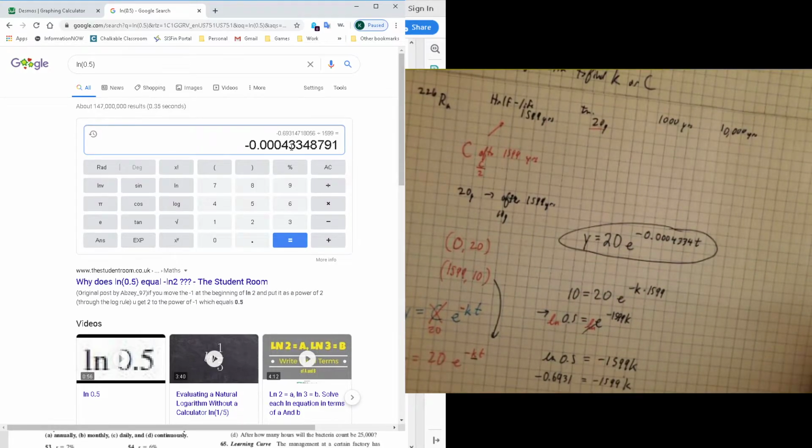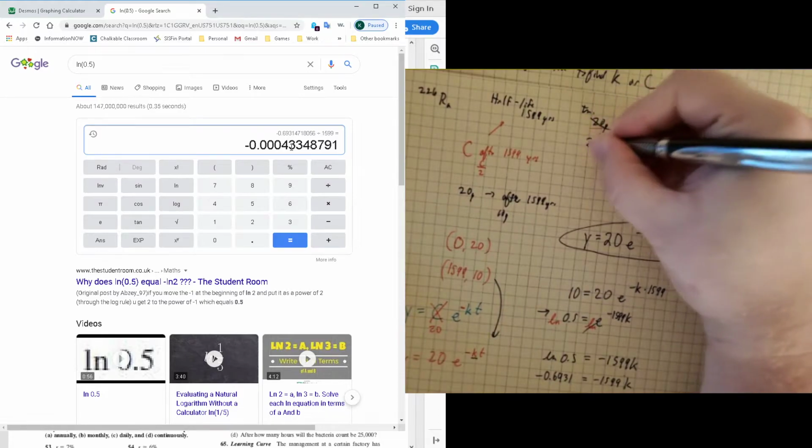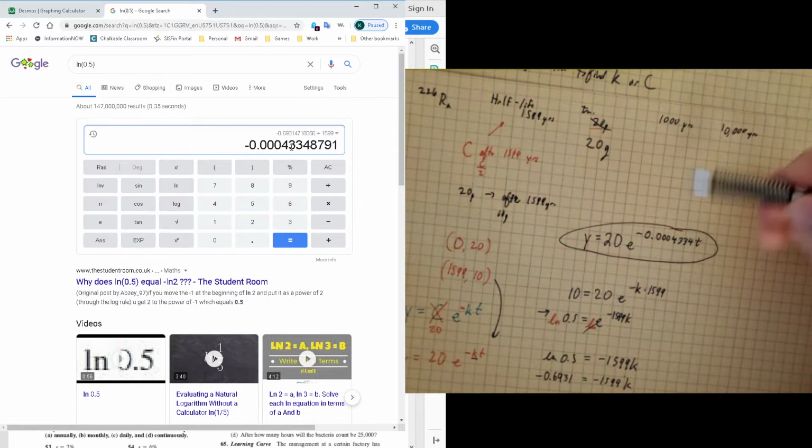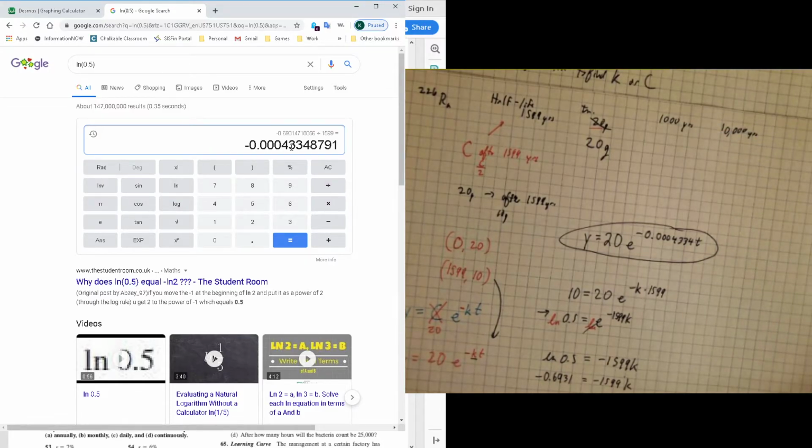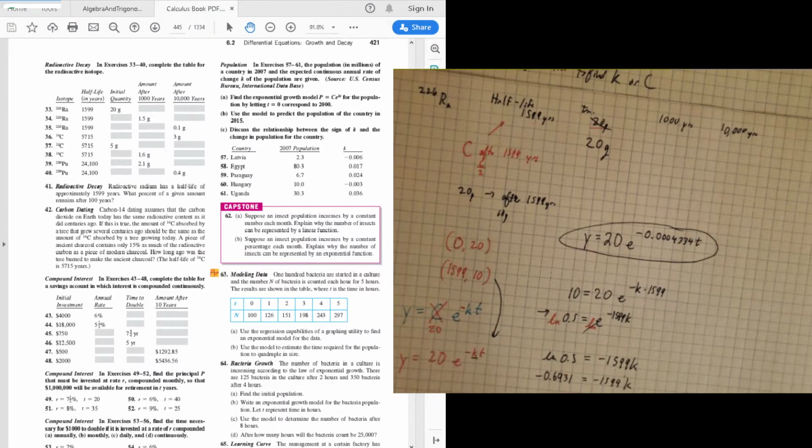Why is that so important? Because if I know the initial value is 20 grams, I can use this information now to figure out how much is left after 1,000 years and how much is left after 10,000 years. So I'm going to do that. At this point, I'm going to go to a better calculator, my beautiful, wonderful TI-84 calculator.